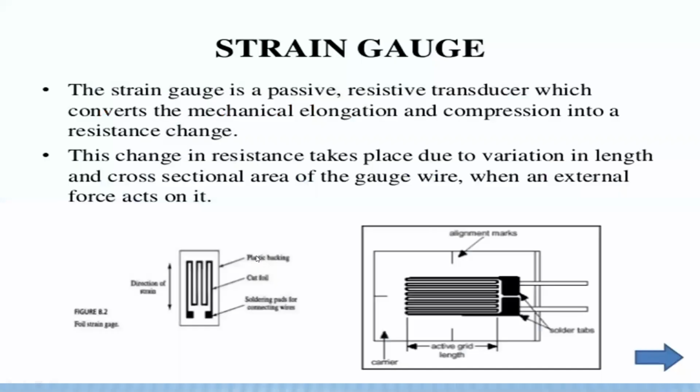We already discussed what a strain gauge is. The strain gauge is a passive resistive transducer which converts the mechanical elongation and compression into a resistance change. The strain gauge is connected to the object.